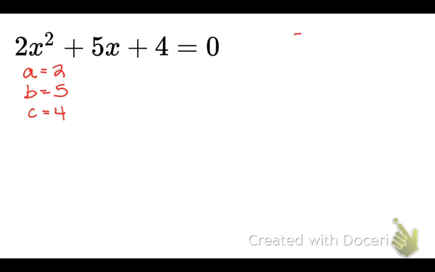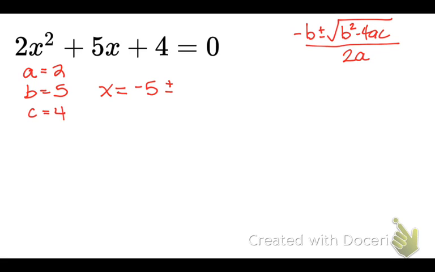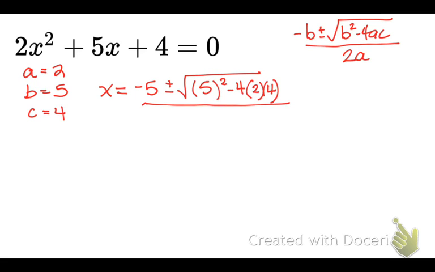So again, we want to make sure that we've memorized the quadratic formula. If you haven't, I'm going to write it up here in the corner for you, but you really need to be working on memorizing that formula. So we're going to start to substitute. So x equals the opposite of b, so negative 5 plus or minus the square root, b squared, so 5 squared minus 4 times 2 times 4, all divided by 2a, which is 2 times 2. So again, we just plug in for a, b, and c, and then we start the simplification process.